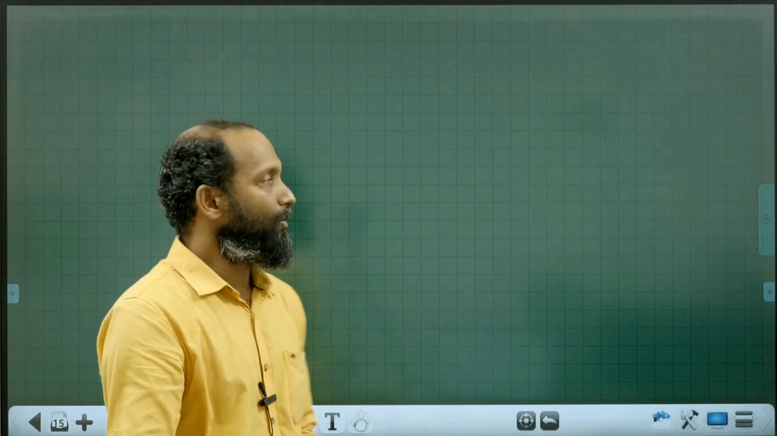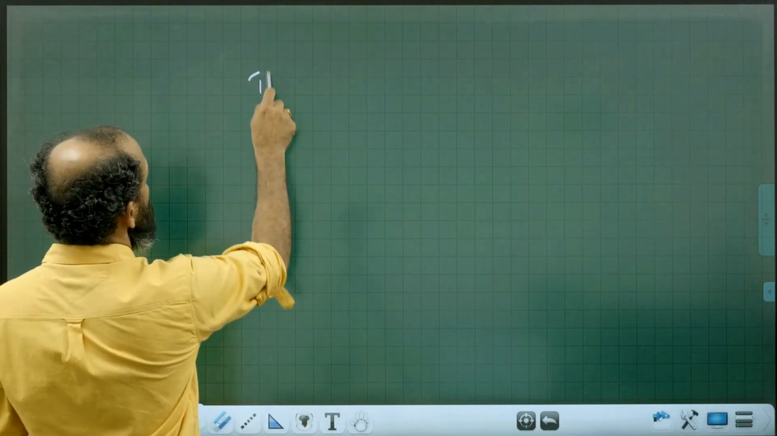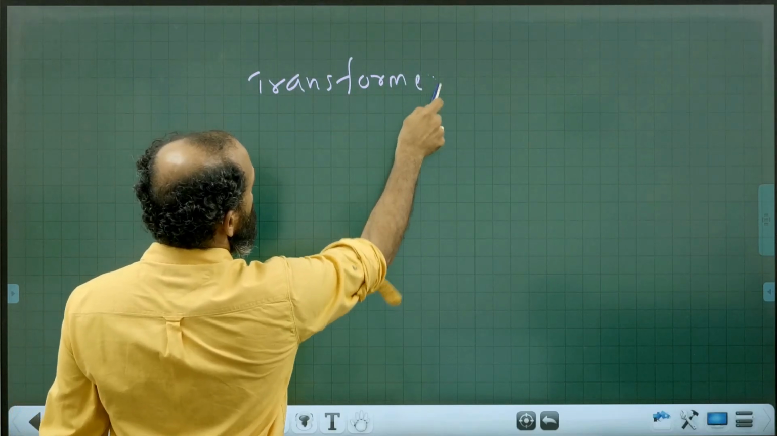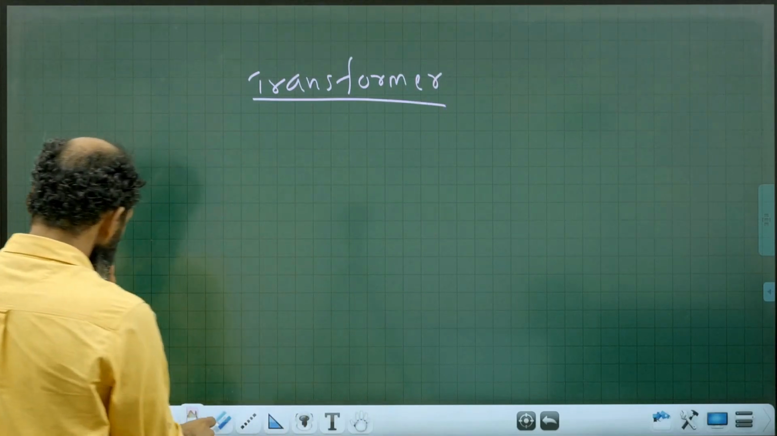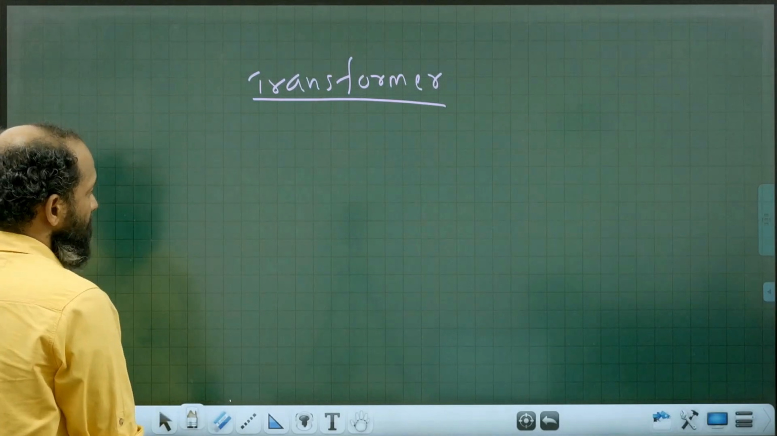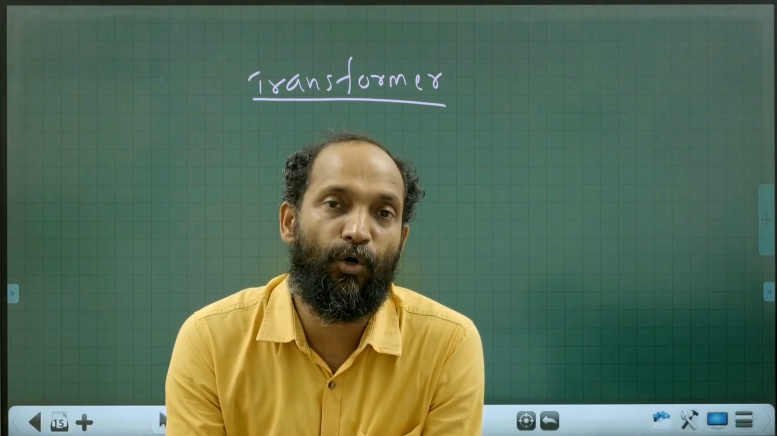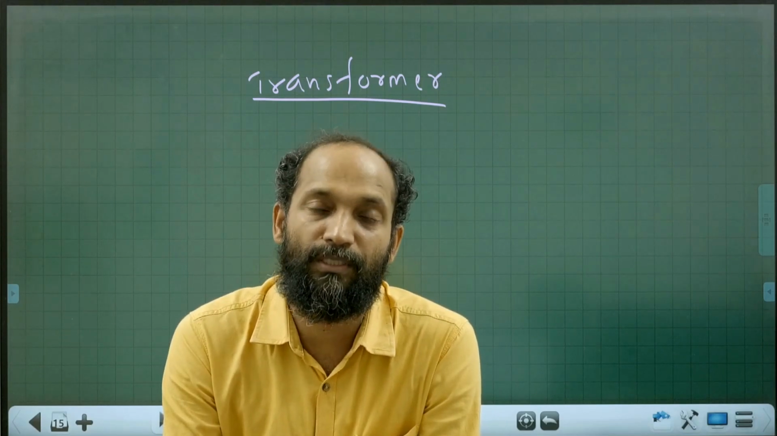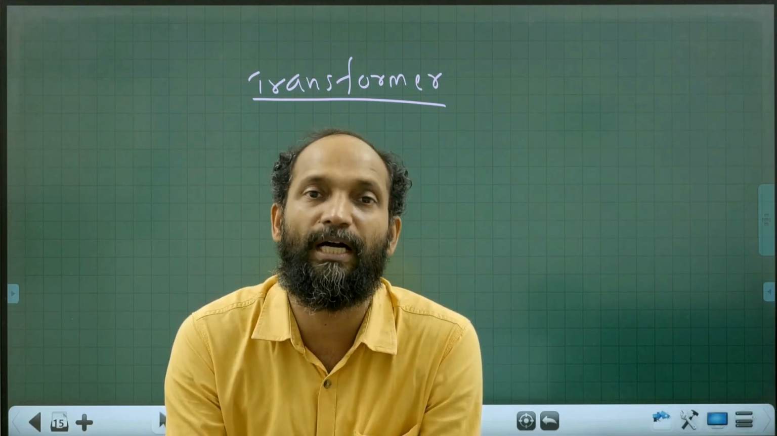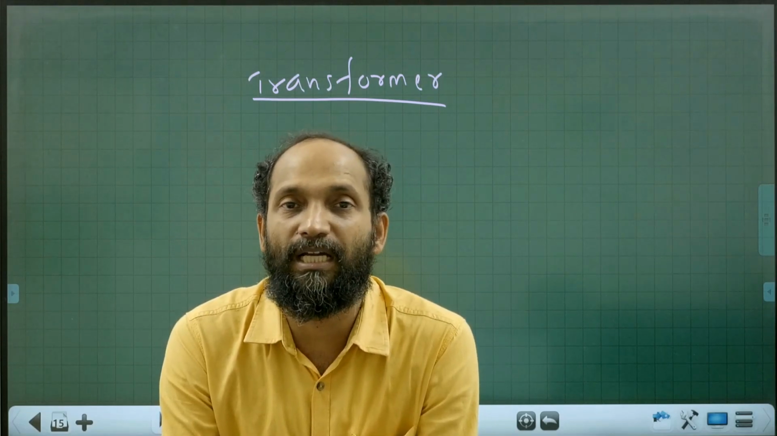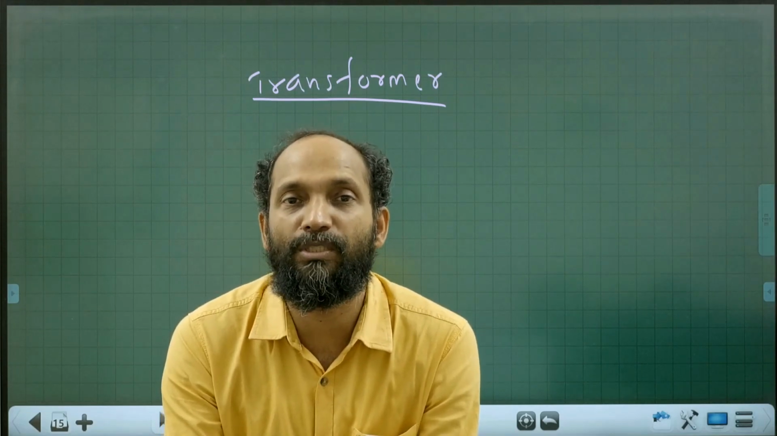Okay. Now transformers. The last topic of the chapter, transformer. Transformer is a device used for converting higher potential AC voltage into lower potential AC voltage, or lower potential AC voltage into higher potential AC voltage. So AC voltage or current can be stepped up or stepped down.